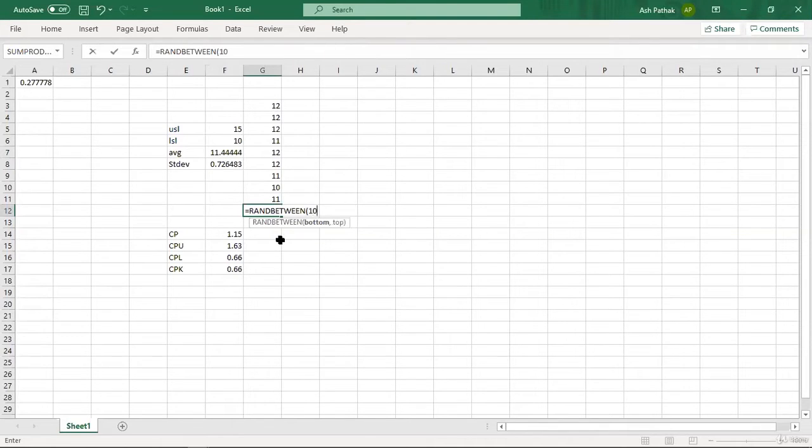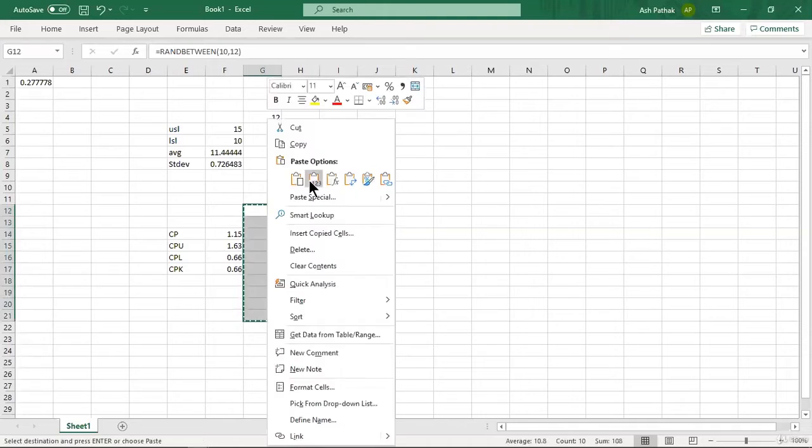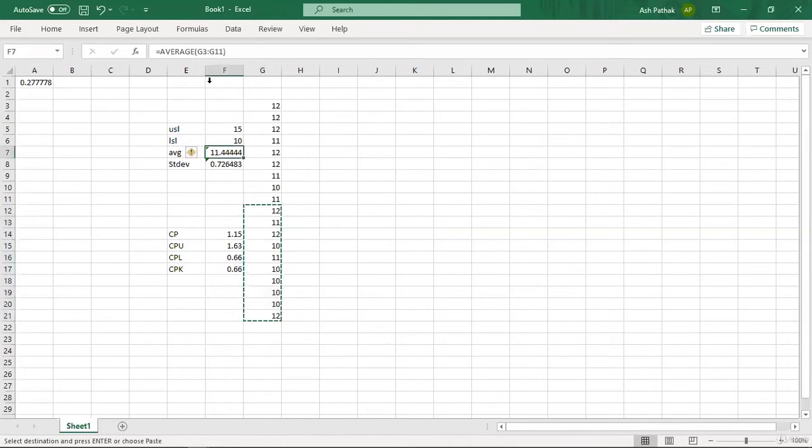Okay. I hope everybody understood the difference between CP and CPK. CP tells me the process potential index by design, and CPK tells me my process performance index. So potential and performance is the major difference between CP and CPK respectively.